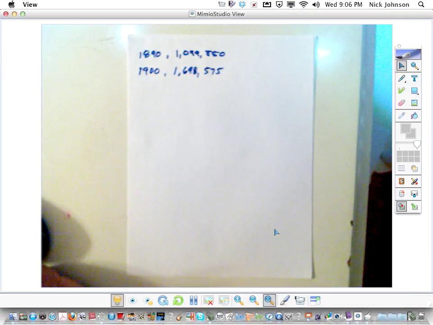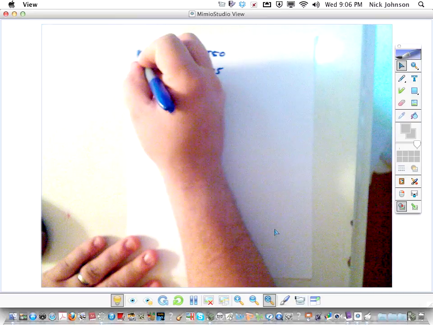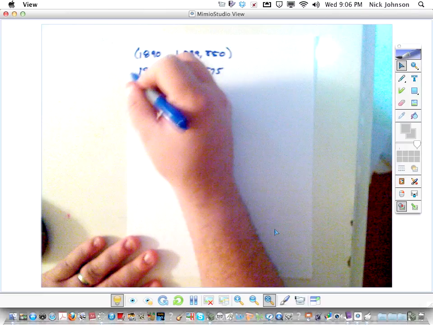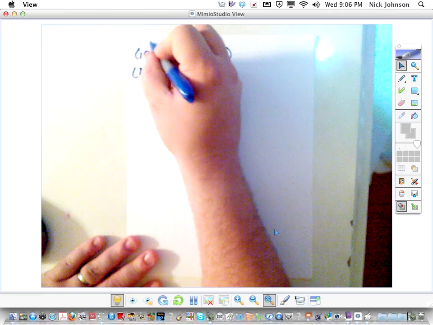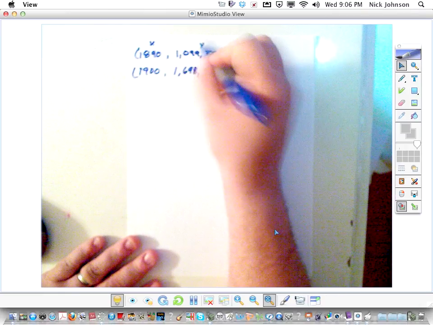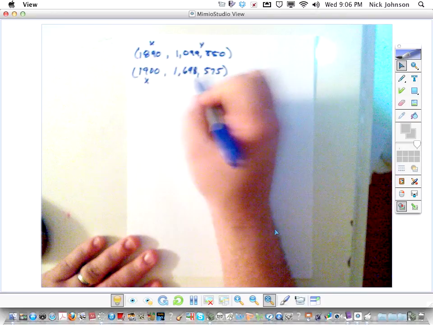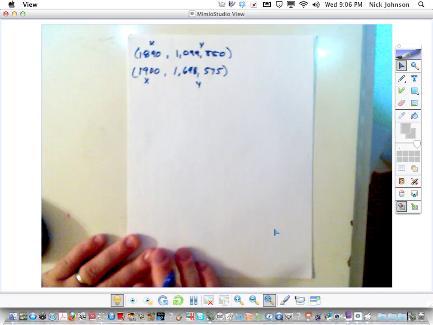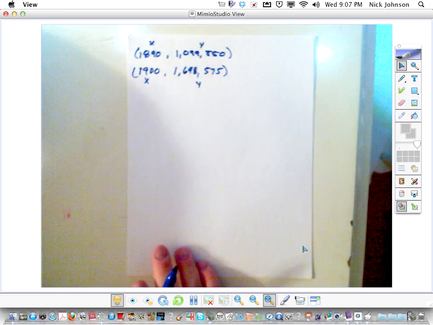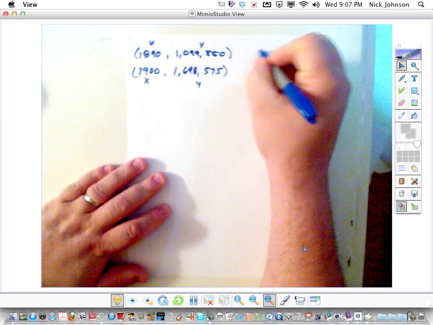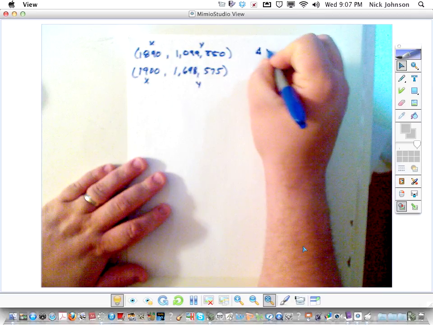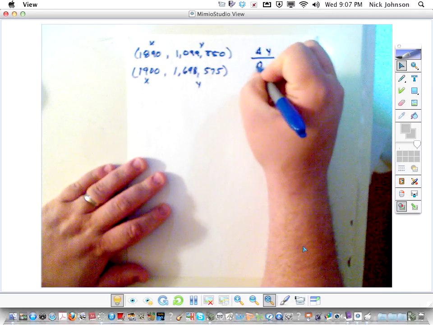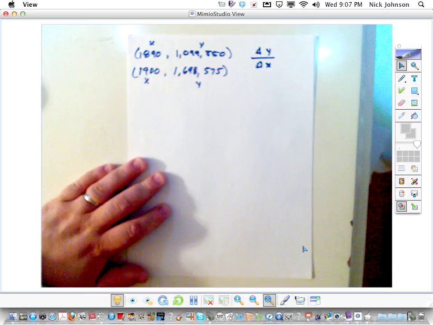So let's do a little math here. Here's my 2 points. Okay. If you notice, this is just a coordinate point. This is my x value. This is my y value. This is my x value. This is my y value. Okay? What we're going to do, as I said before, it's the change in y divided by the change in x.